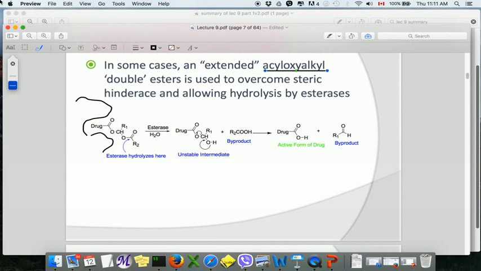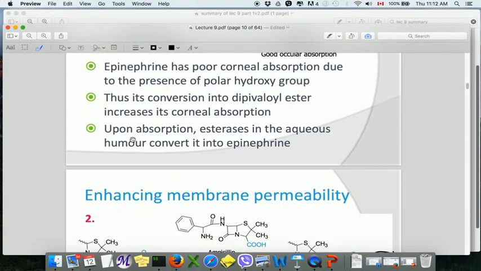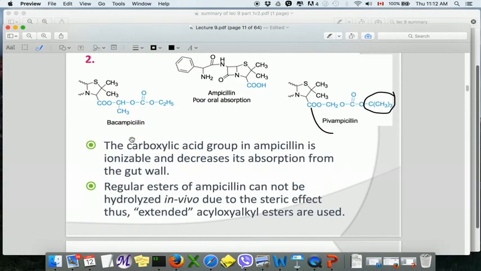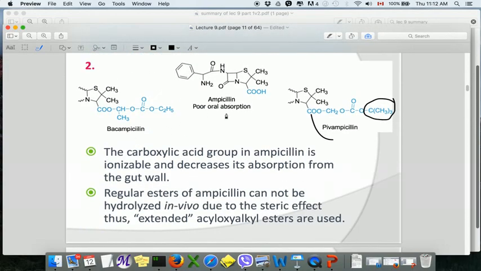We make an extended ester. So instead of having this ester, we create something called an extended ester. So there is a methyl group here or any alkyl group, and then we have an oxygen, and then we have another ester here. So the esterase enzyme, instead of attacking at this point, attacks here. You get the idea? Instead of attacking here, it attacks here. So that's the idea. That's the trick we played with ampicillin.